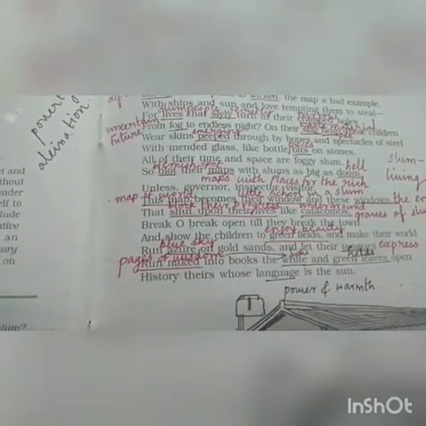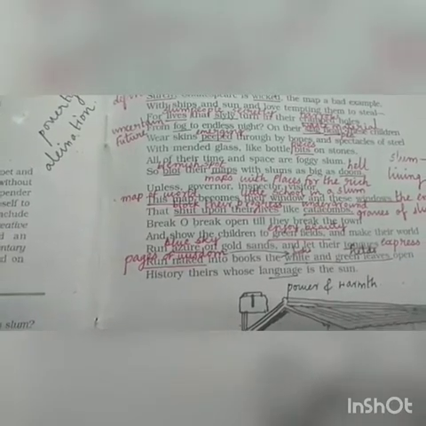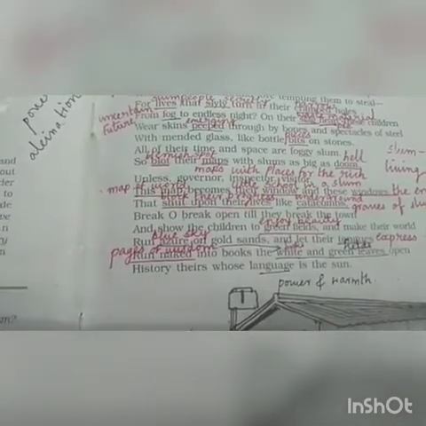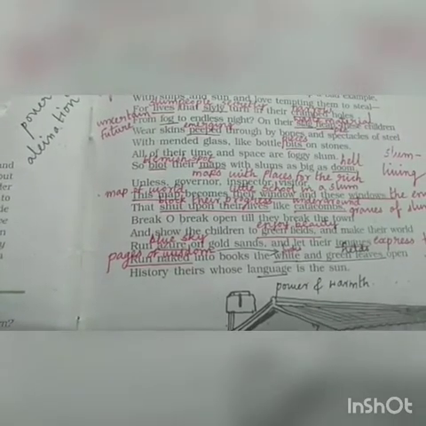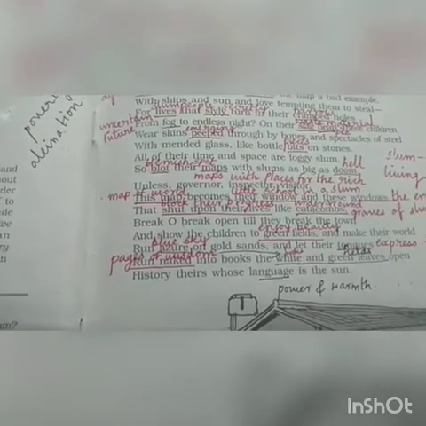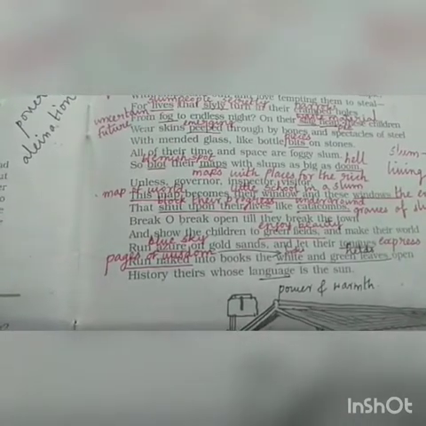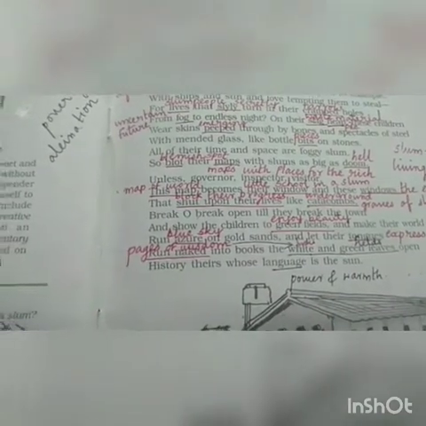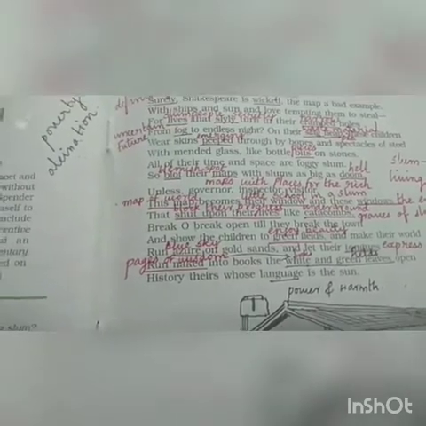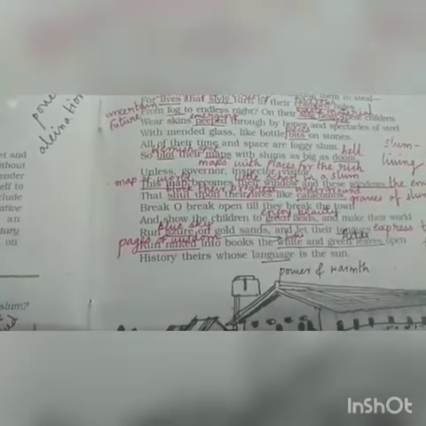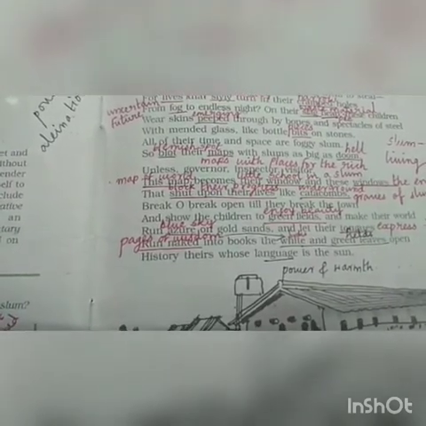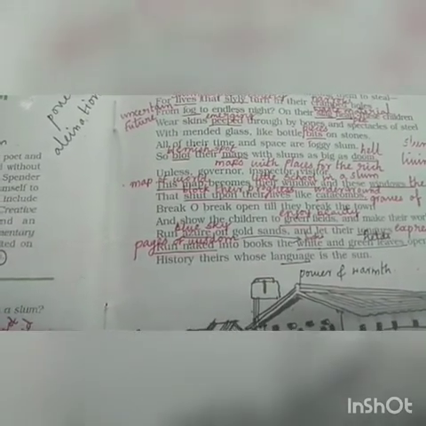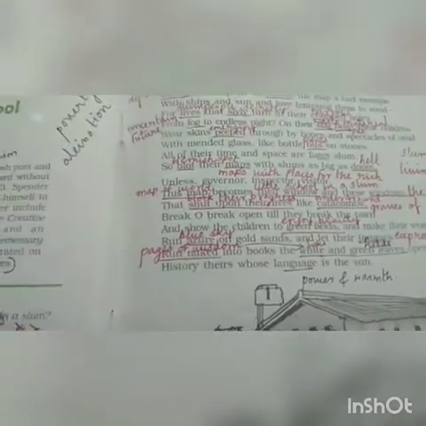On their slag heap, these children wear skins peeped through by bones, and spectacles of steel with mended glass like bottle bits on stones. All of their time and space are foggy slum. So blot their maps with slums as big as doom. So what they do is that on the waste materials, you can see that they are living around the waste material, on the heap of waste things. You can see that in their skins, the bones protrude out. They are so skinny out of poverty, they are not having enough to eat. So their skins have protruded, emerging bones, projecting outside.